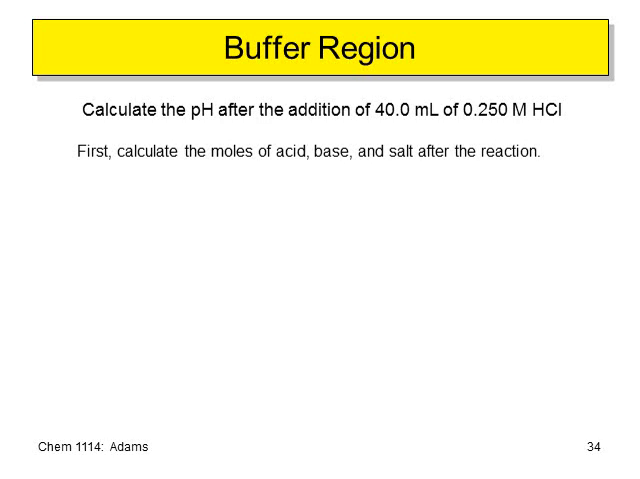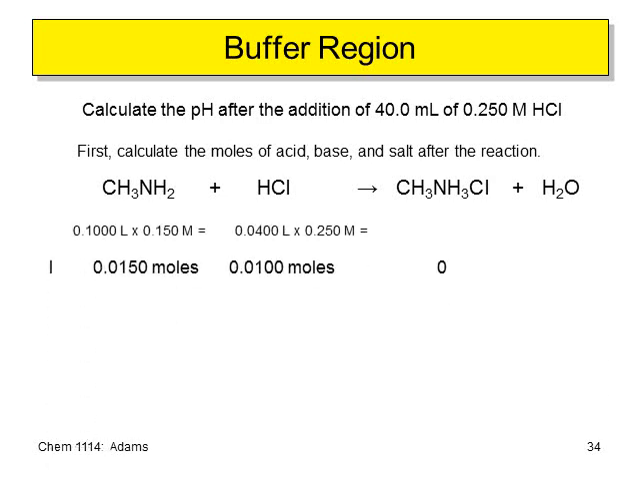Alright, 1B asks for calculate the pH after the addition of 40 milliliters of 0.250 molar hydrochloric acid. We're going to use step 1. First, calculate the moles of the acid, base, and salt present after the reaction. Here's our acid-base or base-acid reaction equation. And our moles is the volume times the molarity.